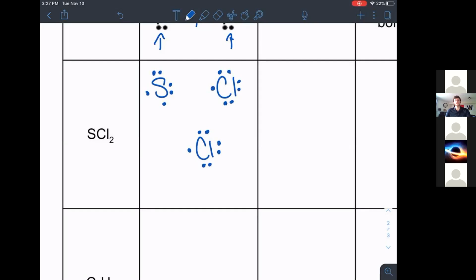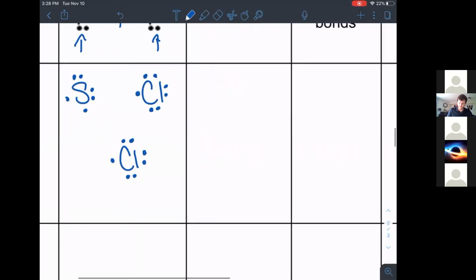All right. So our next column says we need to figure out how many total electrons we need for this compound. So we need 8 electrons for each of our elements. So how many total electrons would we need? If we need 8 for each of our elements. 24, because we need 8 for our sulfur and 8 for each chlorine. So 3 times 8 is going to be 24.